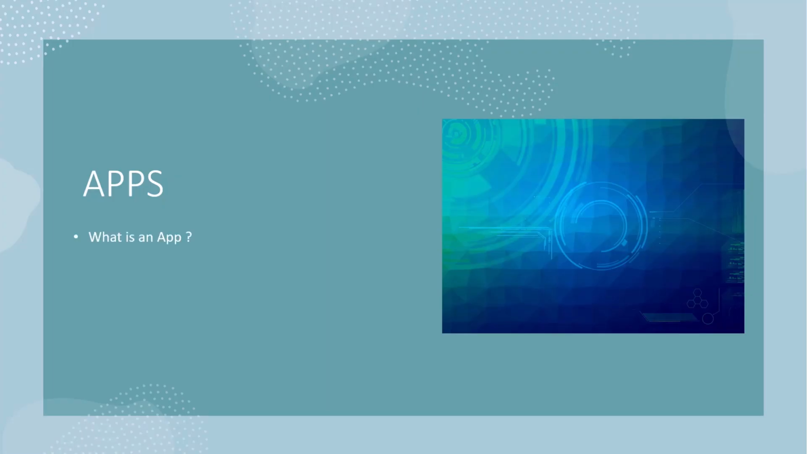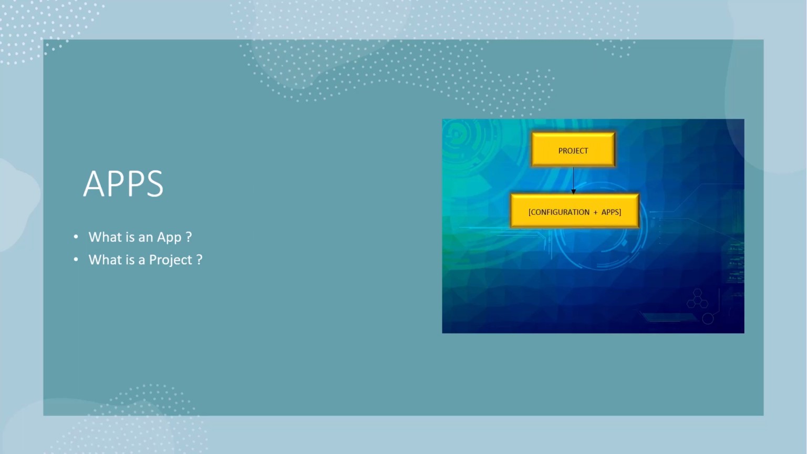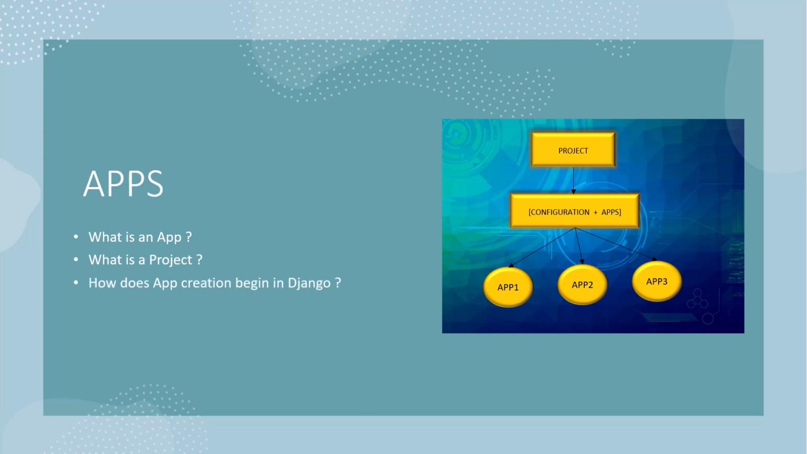You've definitely worked with many apps, and as you know, each app does something. What is a project? In the context of Django, a project consists of the configuration for the project as well as the apps. And there could be many apps within a single project, and each of these apps can be reused in many different projects. For the purposes of our series, we're going to have just one app within our project. How does app creation begin in Django?